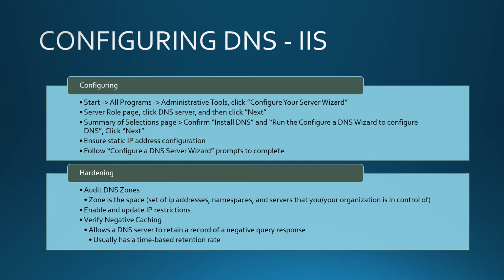A zone is a space of IP addresses, namespace, servers that you and your organization have control of. Also, when you make your DNS server, you can set up zones and groups of IP addresses, subdomains, domains. It can be a whole little family tree. But the biggest thing is that it's under your purview, under your responsibility. The only way the internet continues to work is to make sure that everyone takes responsibility for whatever they created. So that's yours. Audit it.